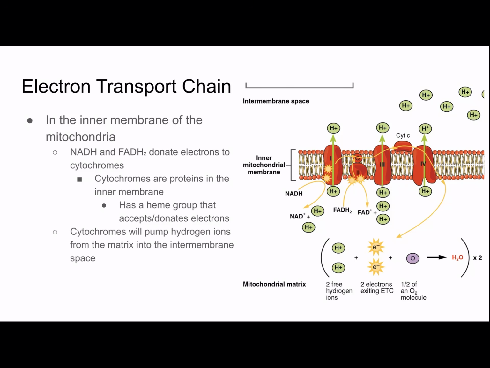The cytochromes will pump hydrogen ions from the matrix into the inner membrane space against their concentration gradient. The fact that it's against the concentration gradient will be very important, and we'll talk about that in the next slide. Oxygen is reduced and will bond to hydrogen ions to create water as a product.